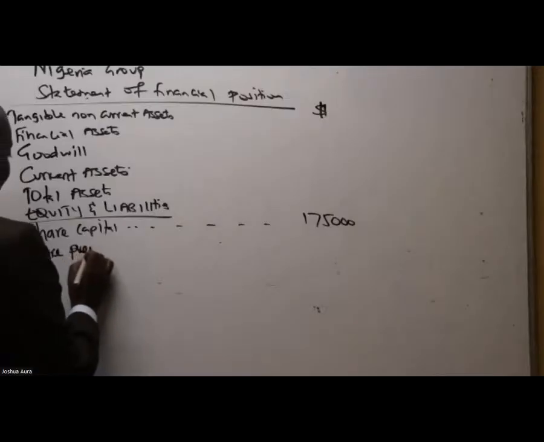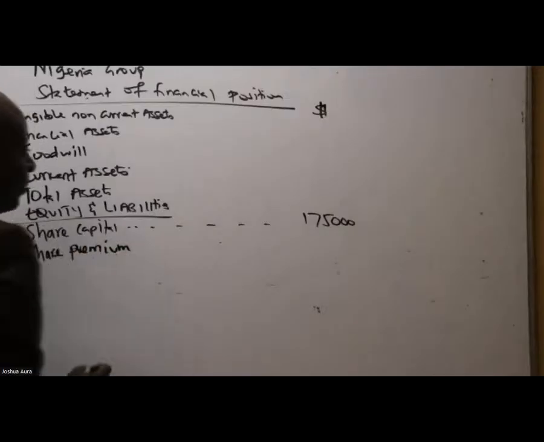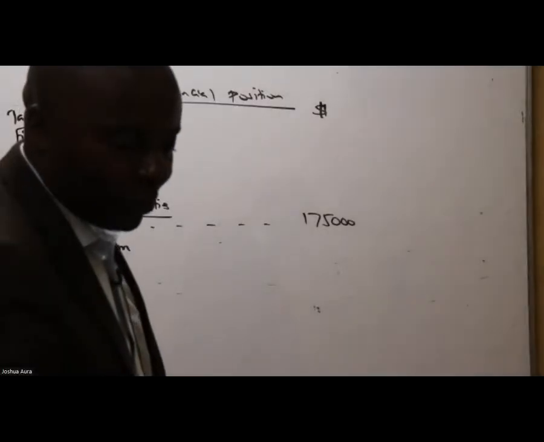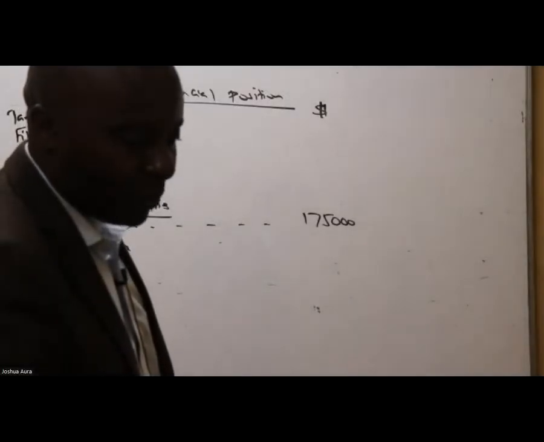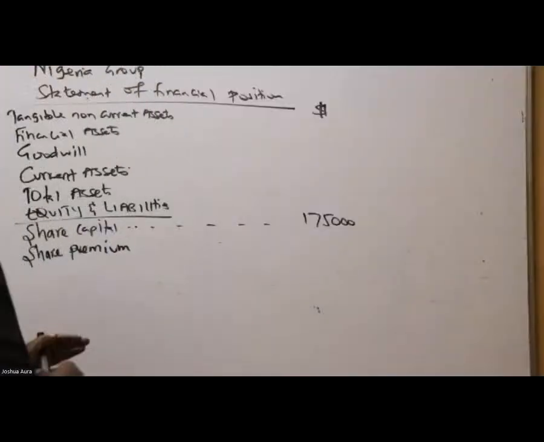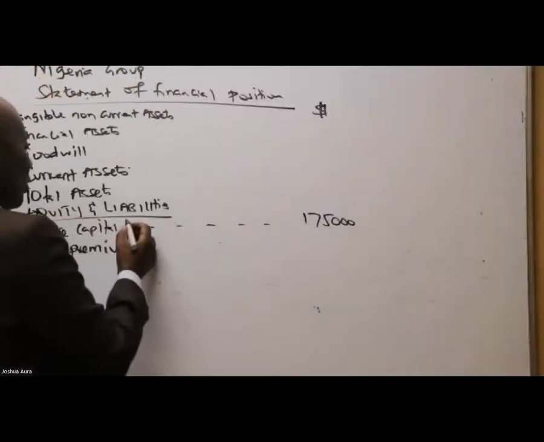What do I have here for share premium? For share premium, the same. You pick the one of the parent. These are the free marks I'm talking about. So share premium, 50,000. I'll pick it the way it is. The parent only. If I were you, I would have written here parent.